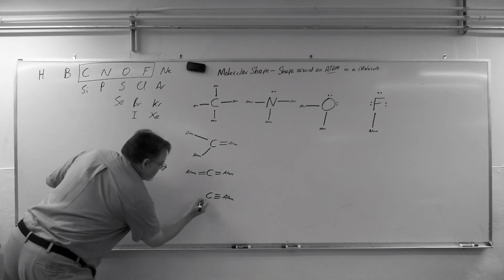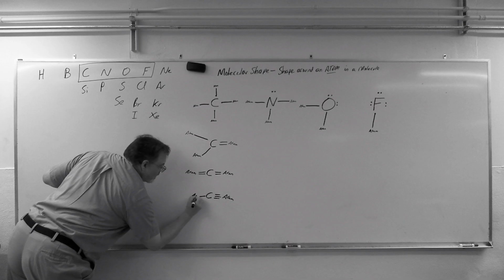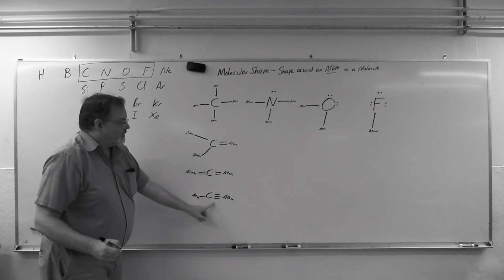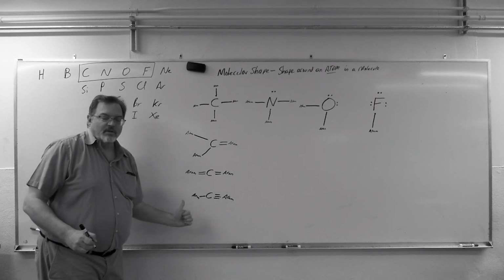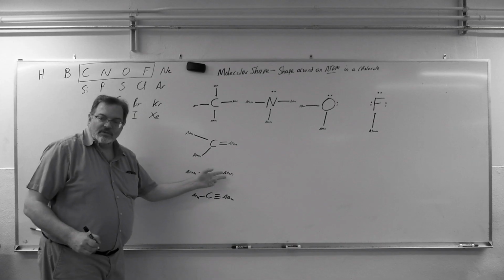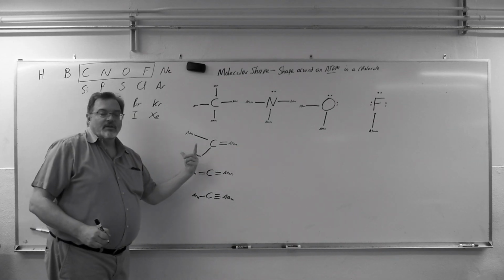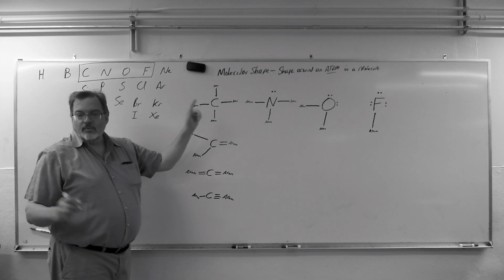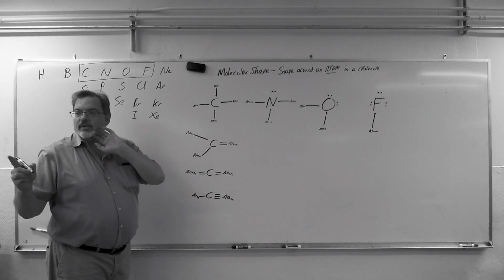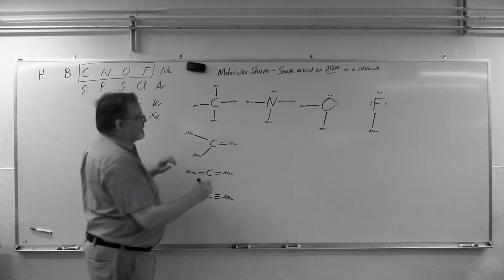It's either going to be a triple bond. So this is still four bonds, but it's a triple bond and a single bond. This is still four bonds, but it's a double bond and a double bond. This is still four bonds: a double bond, two single bonds, and here's four single bonds. You with me? It isn't any more complicated than that.